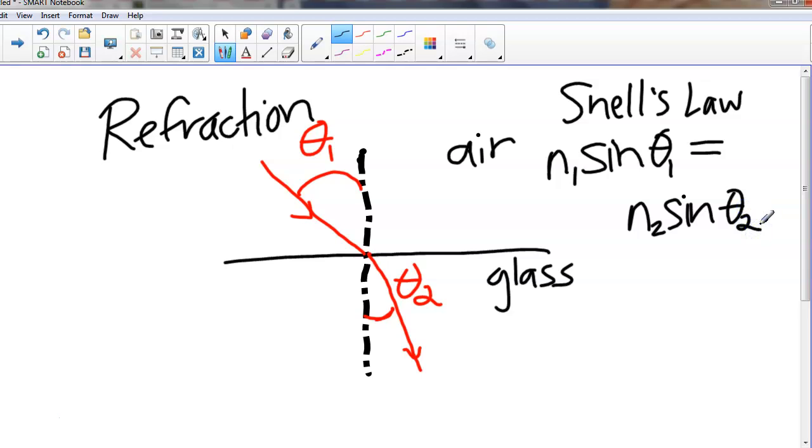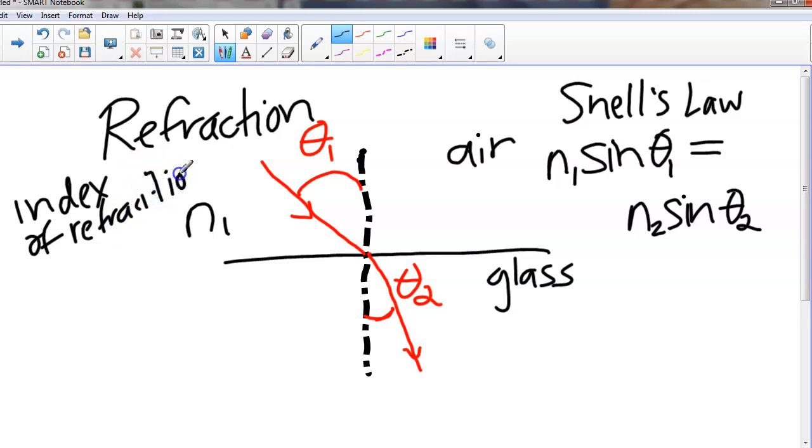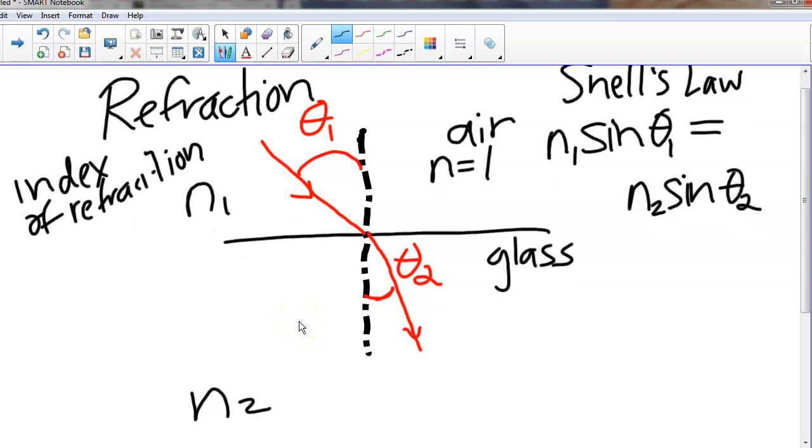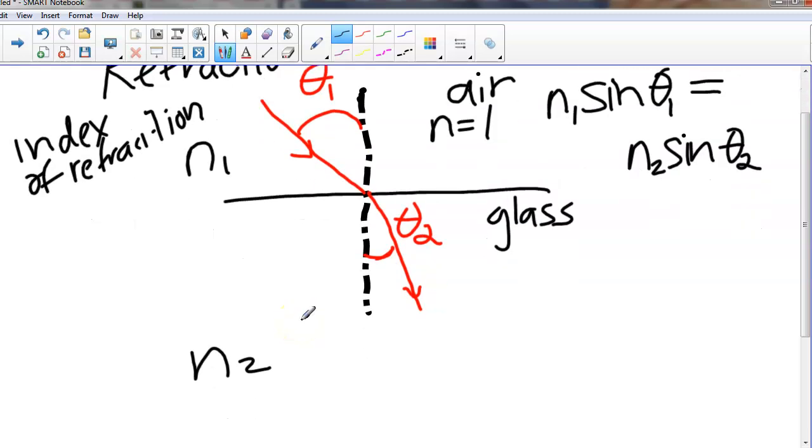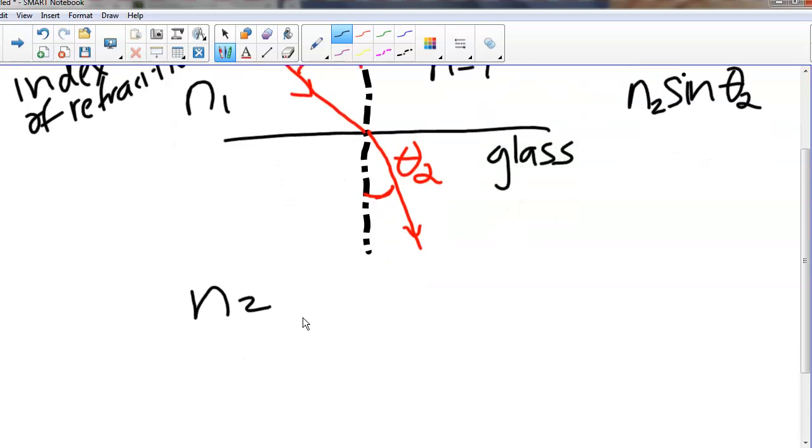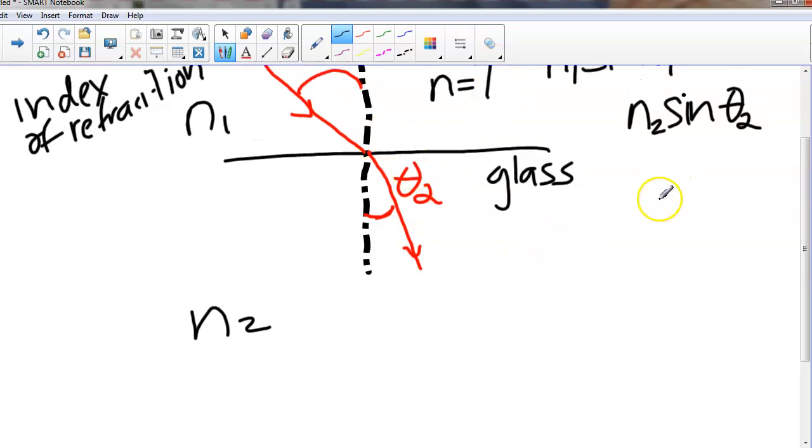Okay, so I've introduced n. Let's talk about what that is. So n1 is the index of refraction for air, in our case, or the first material. So n is the index of refraction. For air, the index of refraction, n equals 1. We have the second material, though, here. We have n2 for our glass. Now, what can we know about n2, or what can we say about it? Well, there's a couple of things. One, we know it's related to n1 and these angles by Snell's law that we just went over.